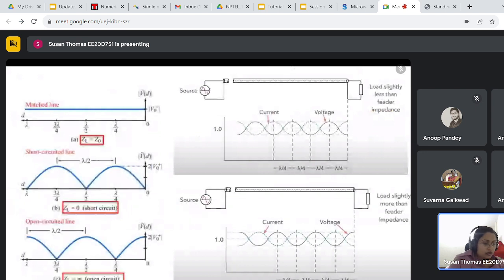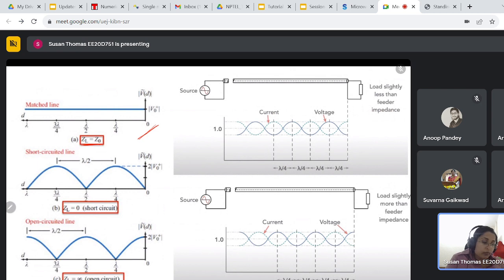Okay. So, before going to the question, I just wanted to give an idea of how the standing wave pattern looks in each of the cases. For example, if you have a matched line, that means Z0 equal to ZL, you will not have a standing wave pattern because there is no reflection. So in that condition, you have a constant voltage.